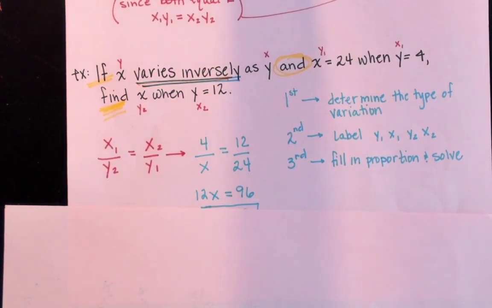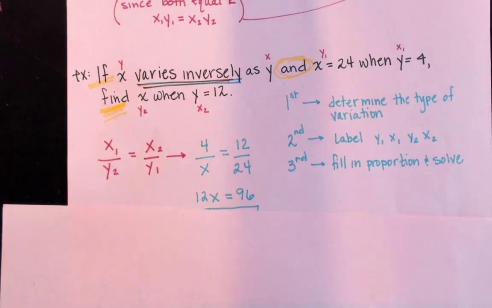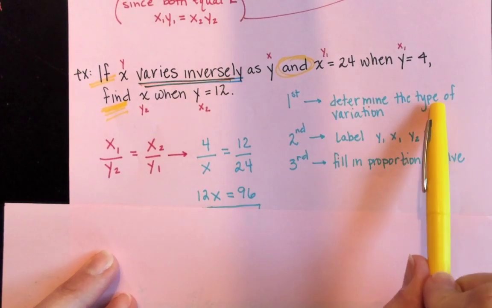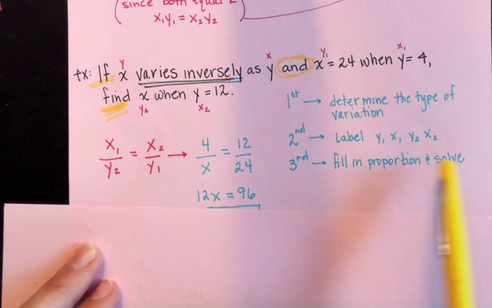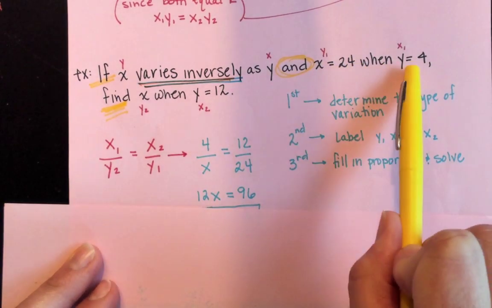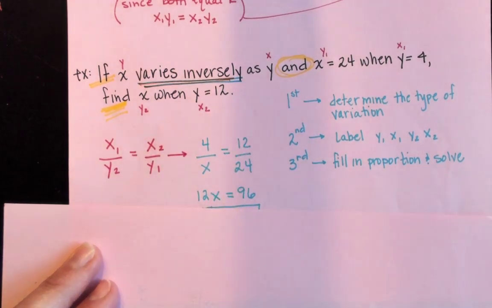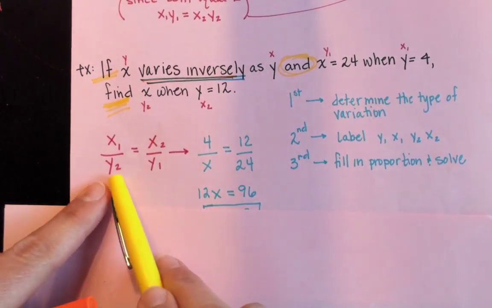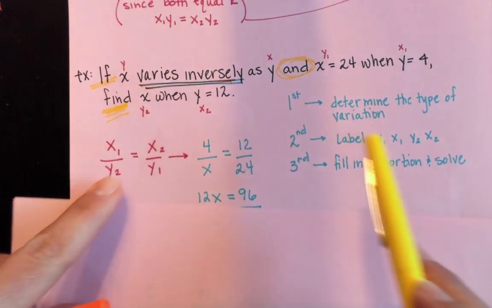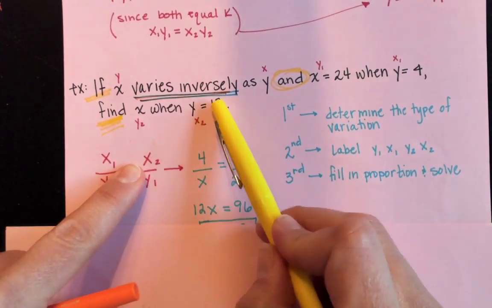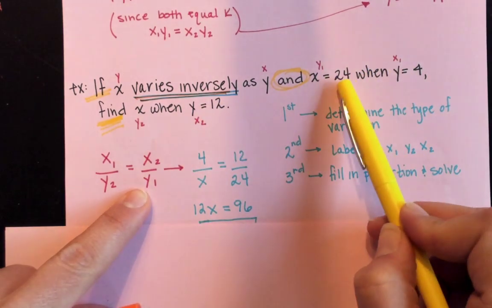So now what I'm going to do is I have my formula. The hard part is done. We've determined the type of variation. We've labeled everything. And now we're going to fill in and solve. So our x1 is 4. Our y2 is x. Our x2 is 12. And our y1 is 24.